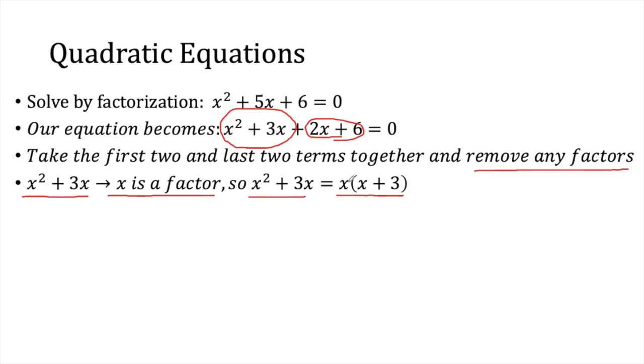Now you will see that x times (x + 3) is equal to x² + 3x when you expand this like a binomial. So you do x times x and add it with x times 3, and you will get x² + 3x.